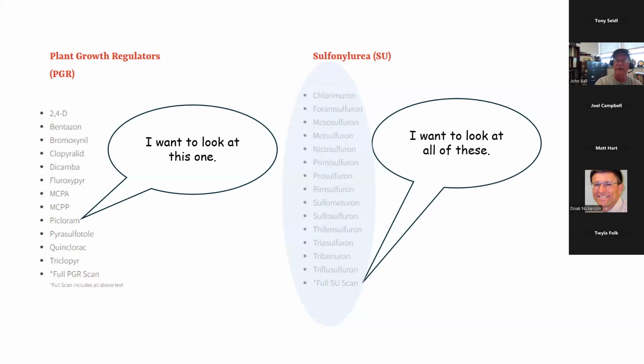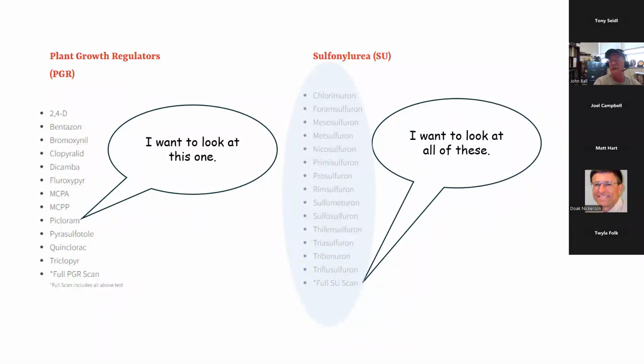But here's the other thing. We all need to know what we're looking for. Is it a plant growth regulator herbicide? 2,4-D, dicamba, that. You might say, I want to look at one. I want to look at picloram, for example, what's commonly known as Tordon. Or you might be looking at an entire group, and I recommend that. And that's typically what we do.